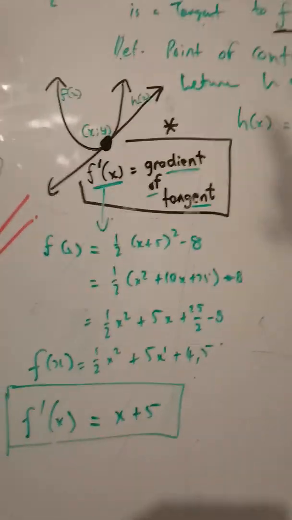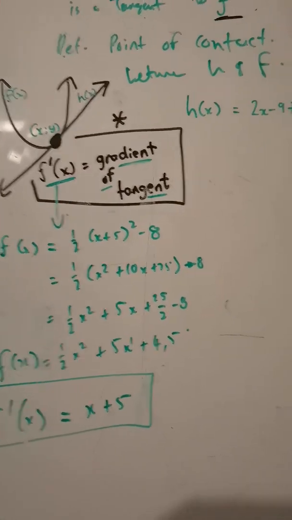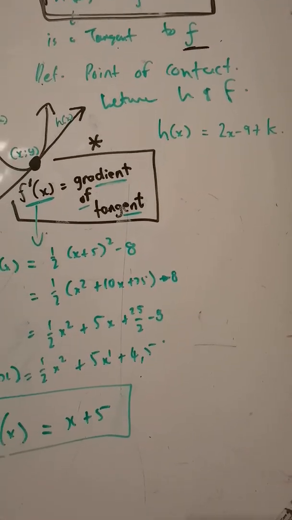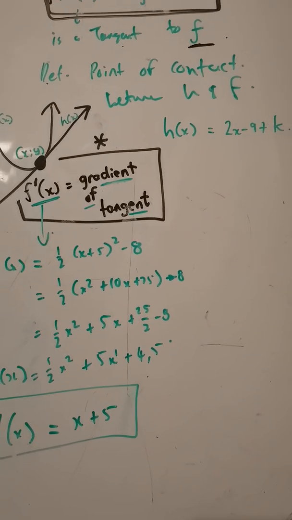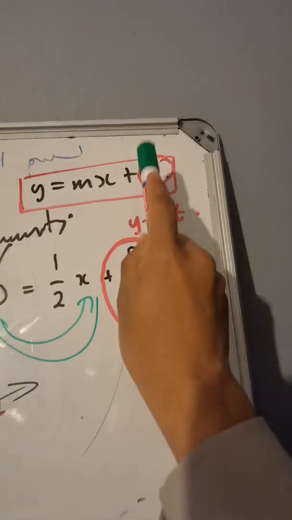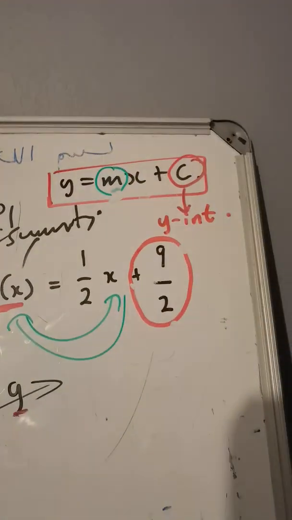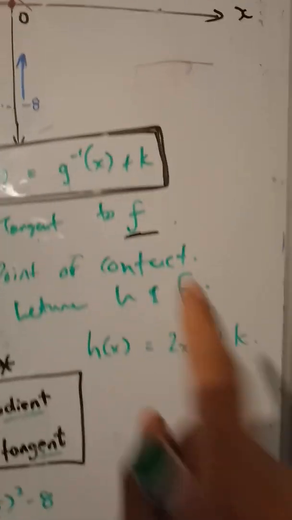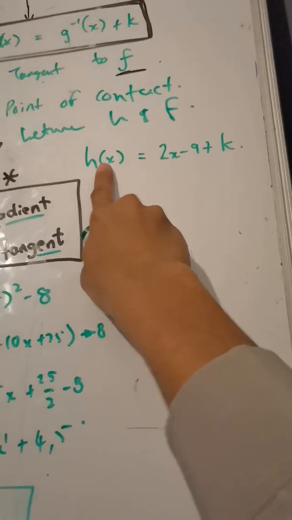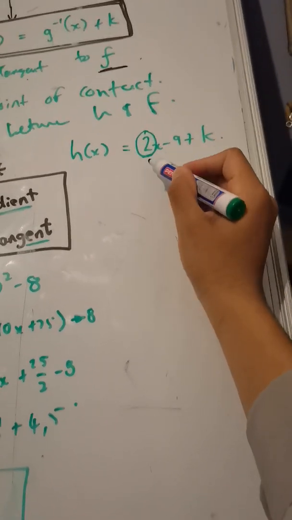Now we know that the first derivative is equal to the gradient of the tangent. Now what is the gradient of my tangent? I also didn't know this, but guess what? It's grade 9 work. Grade 9 work tells us that y is equal to mx plus c, and the m, the coefficient of x, is my gradient. So if you look at the formula of h of x, the coefficient of x is my gradient. So 2 is my gradient of my tangent.